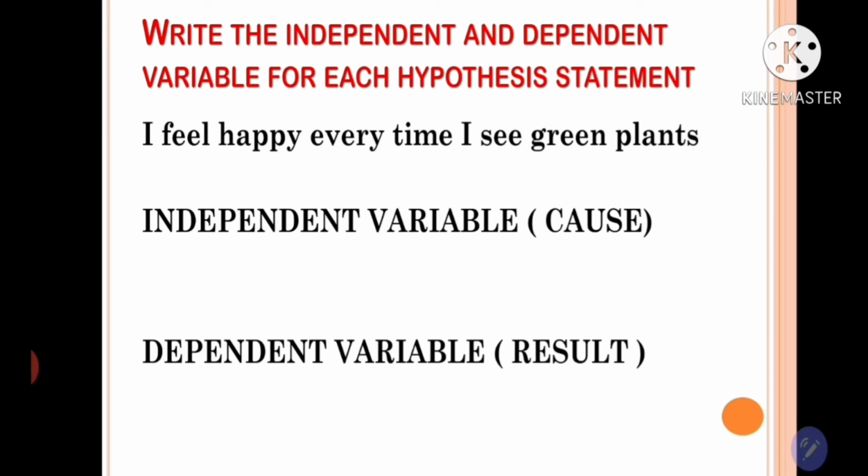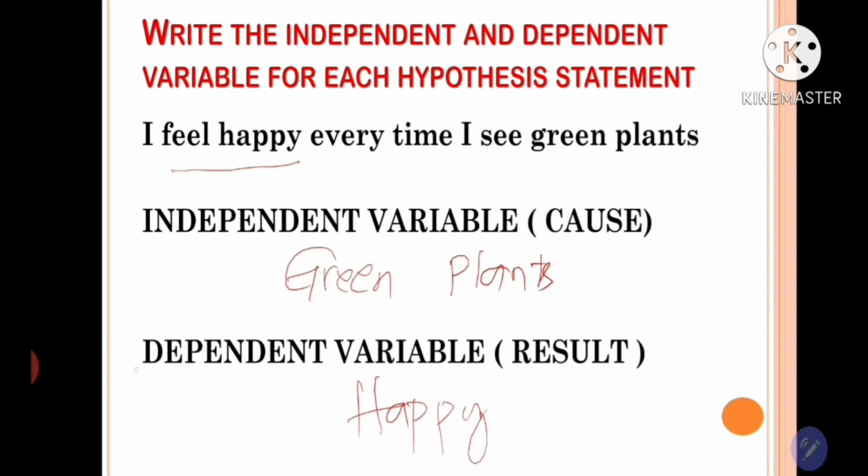Here is a drill. Write the independent and dependent variable for each hypothesis statement. I feel happy every time I see a green plant. So, what is your independent variable? Cause. Okay? Anong dahilan why you feel happy? Very good. So, our independent variable is the green plants. Okay. So, what is the result? Every time na makikita mo yung green plants, ano yung nararamdaman mo? You feel very happy. So, that is our dependent variable.